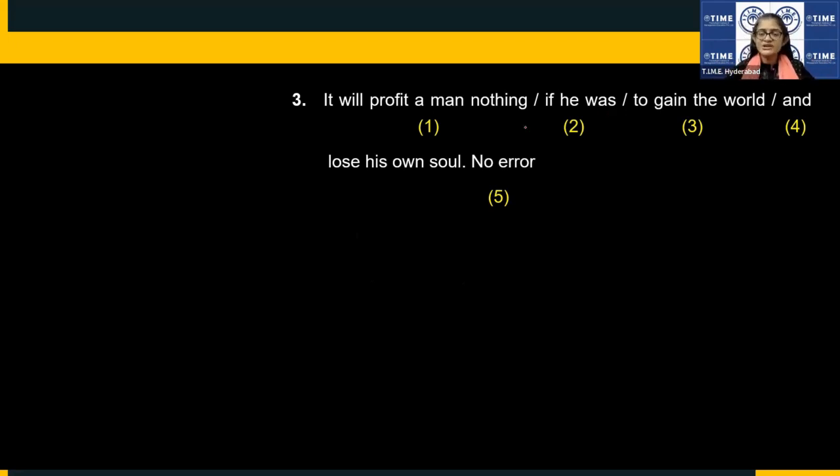Okay, so it will profit a man nothing if he were to gain the world. See, this is an imaginary situation we are talking about, right? So if he were to gain the world and lose his own soul, in this kind of hypothetical imaginary situation, we do not say if he was, we say if he were. Like, if I were the Prime Minister of India, not if I was the Prime Minister, because it's an improbable, hypothetical situation. Okay, so the error is here. We can also say it would profit a man nothing if the whole sentence is to be taken as hypothetical, but this is still okay. The main error is in part 2. Fine.